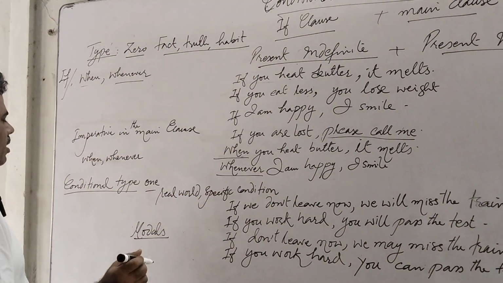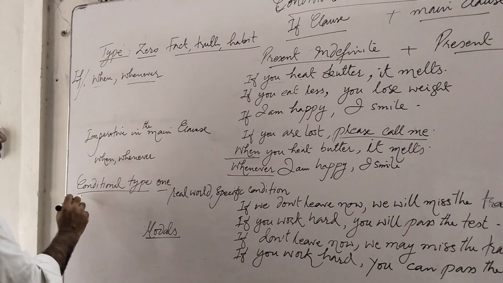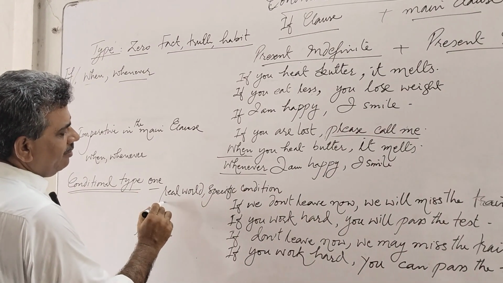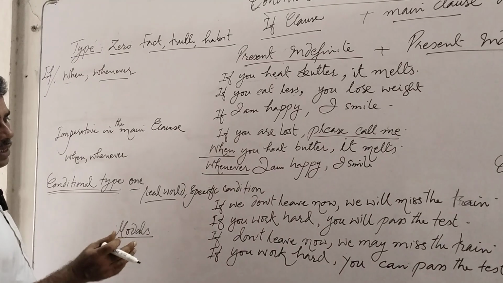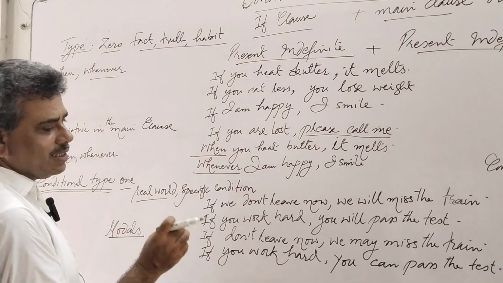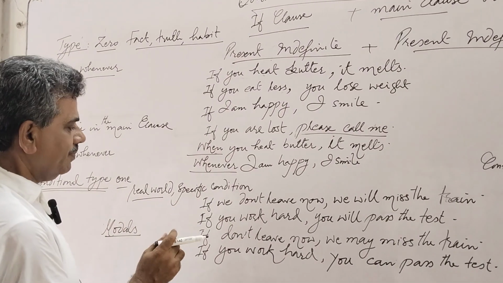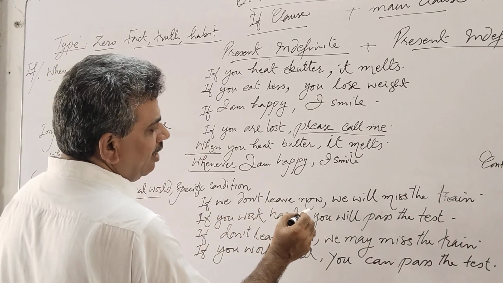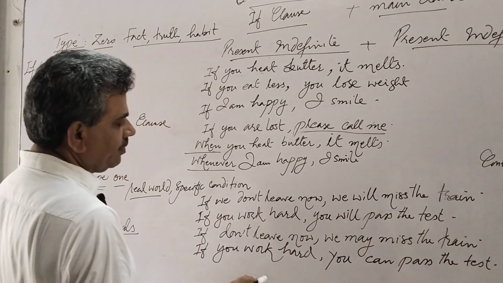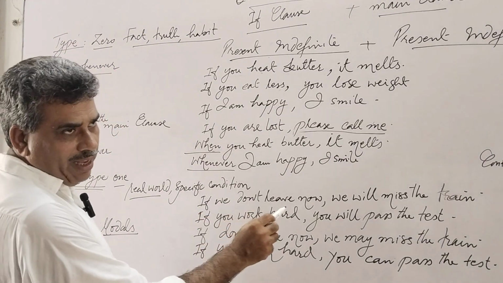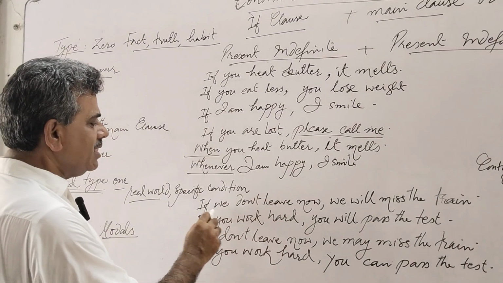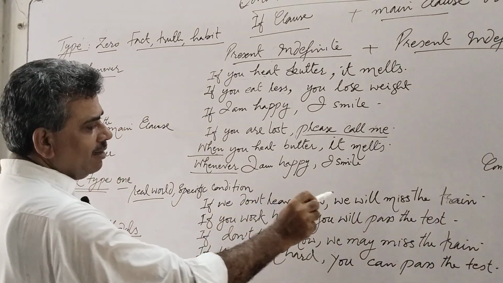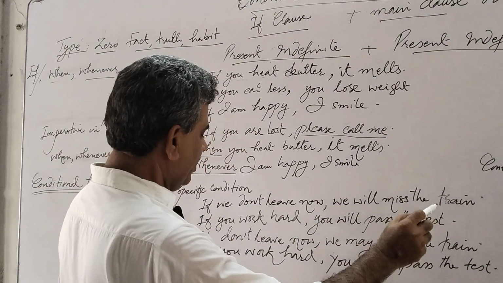We have got the second type, it is type 1. In this type, we have the real world, but in specific conditions, some things happen when we do some things. Just like if we don't leave now, we will miss the train. It means that we have to leave now. If we don't leave, this is a specific condition. That if we don't leave now, then the result is we will miss the train.